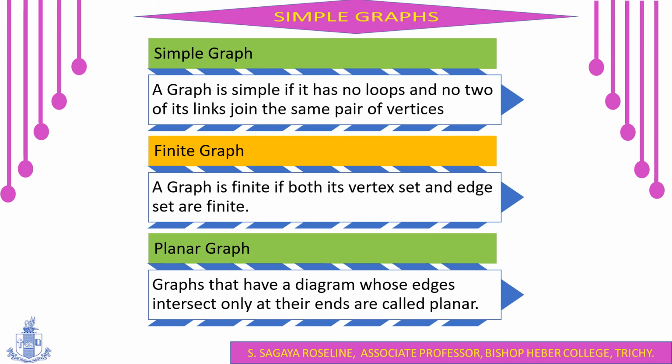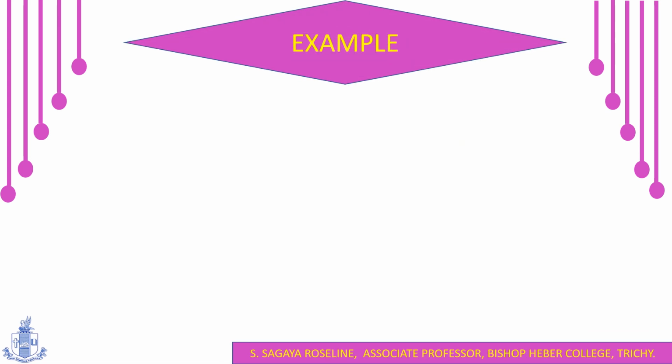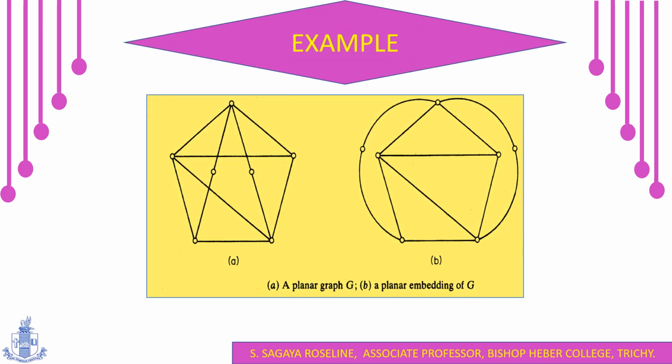Next, the planar graph. Graphs that have a diagram whose edges intersect only at their ends are called planar graphs. That means there is no intersection of edges. This is an example. Here, graph A contains no loops and no parallel edges. Coming to graph B, there are no parallel edges and no loops also. So we can call these two graphs simple graphs.